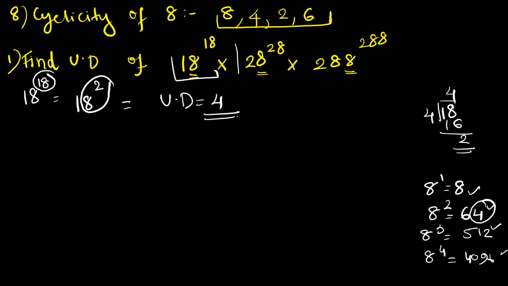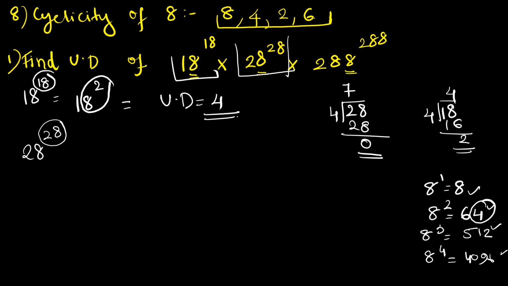Next we'll take the second term, 28 raised to 28. Again divide 28 by 4. 7 4s are 28. You get remainder 0. So when we get the remainder as 0, take this power as 4. That is 28 raised to 4, that is 8 raised to 4. What is 8 raised to 4? 4096. That is, the unit digit is 6.